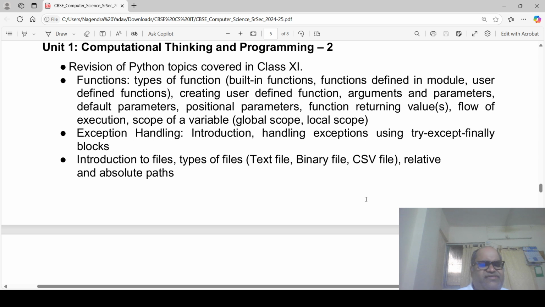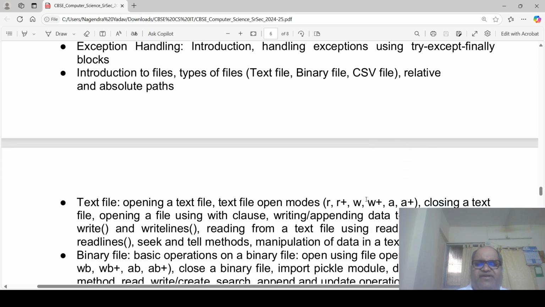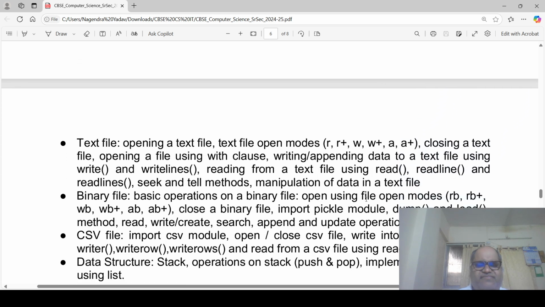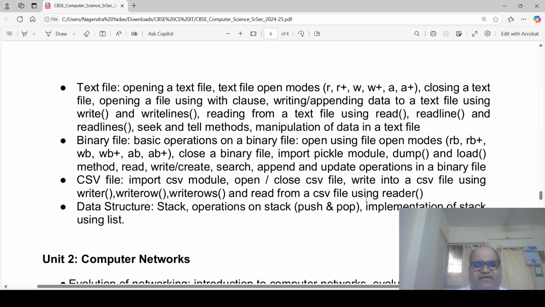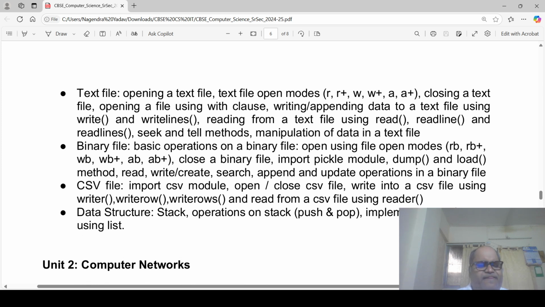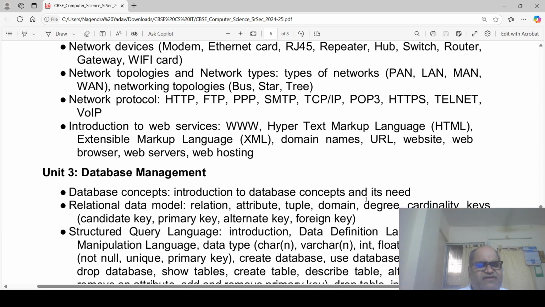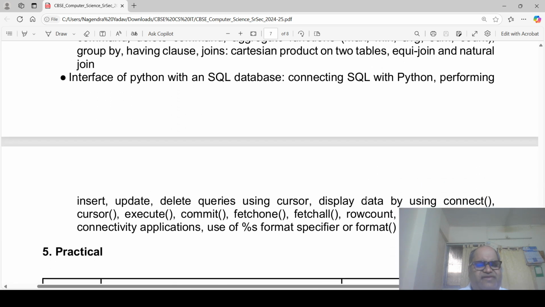And then there will be an introduction to CSV. Primarily we'll use CSV, so we'll see that in depth, and the various modes, which we'll see when we actually reach there. Computer Networks, we'll see the syllabus when we cover it. The same will be the case for SQL.